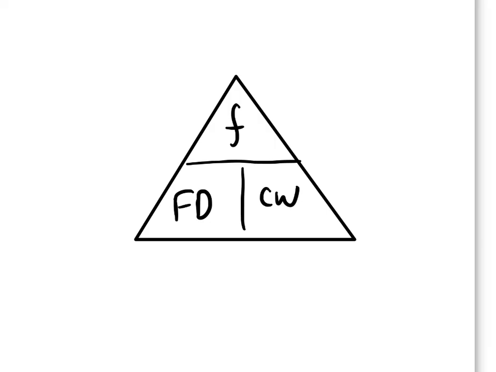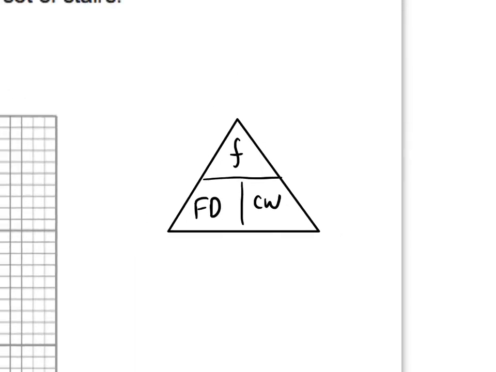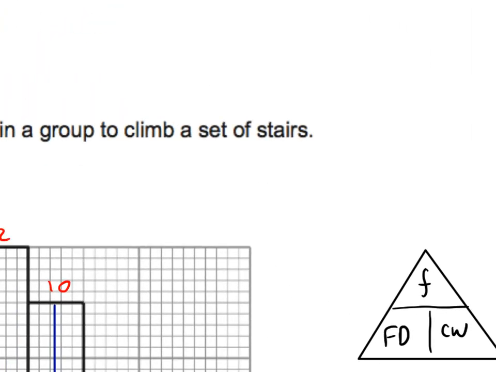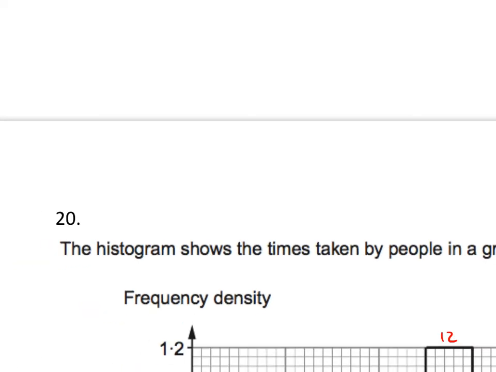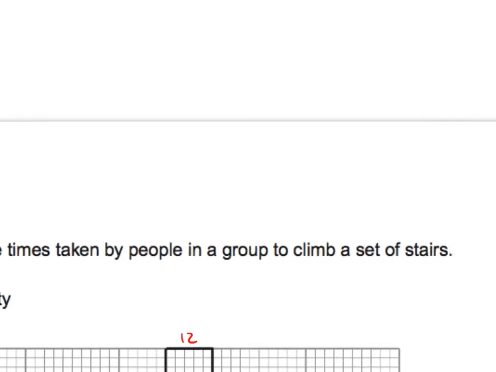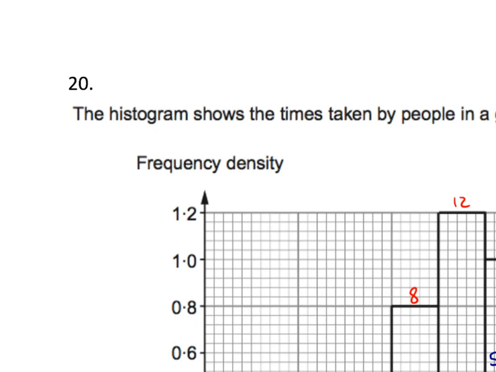Okay, this is the all-important thing to remember for this final question. Frequency density is equal to frequency over class width. You need to learn that, not a bad idea to learn it. It's a triangle as well. It says, the histogram shows times taken by people in a group to climb a set of stairs. And we knew it's a histogram as well because it said it was measuring frequency density.